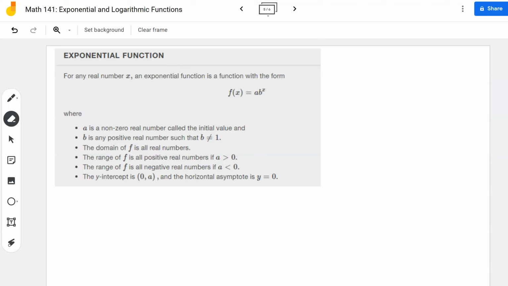So in class, we played with a lot of the transformations that we could do to our exponential functions and saw how they changed all of the features that we saw in the previous video: our domain, our range, our asymptote, our y-intercept. But now we're going to get a definition of what an exponential function is.